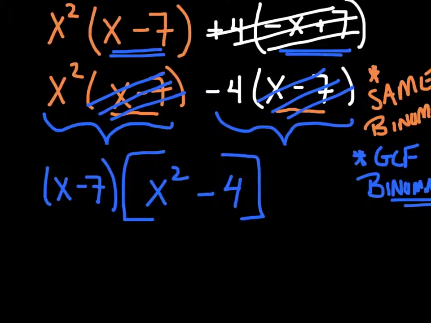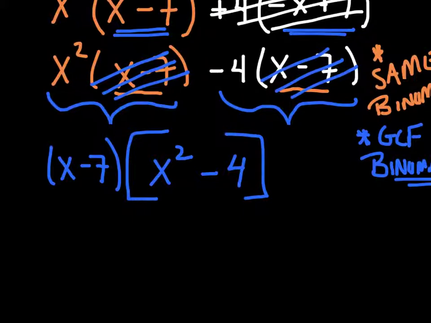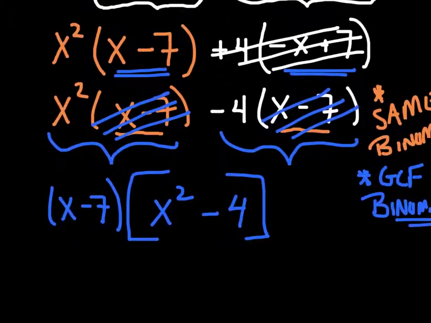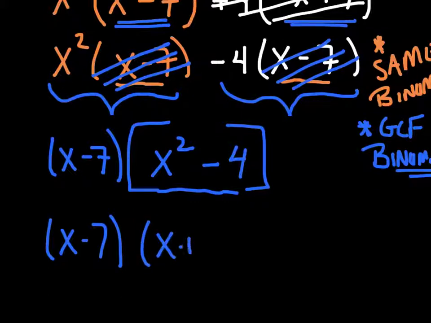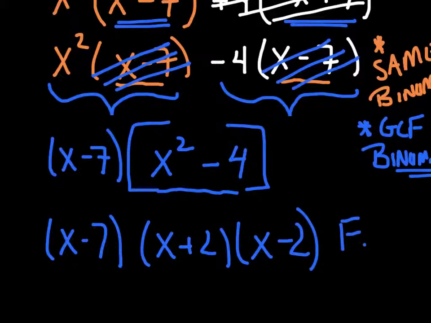All right, now, I'm almost done. I just have to make sure I'm factored completely. x minus 7 cannot get factored anymore. But this guy can. How does x squared minus 4 factor? I would say x plus 2 and x minus 2. Now we are factored completely, and I want you to put a little FC there. Factored completely. None of these can get factored anymore. And that is our first problem of factor by grouping.